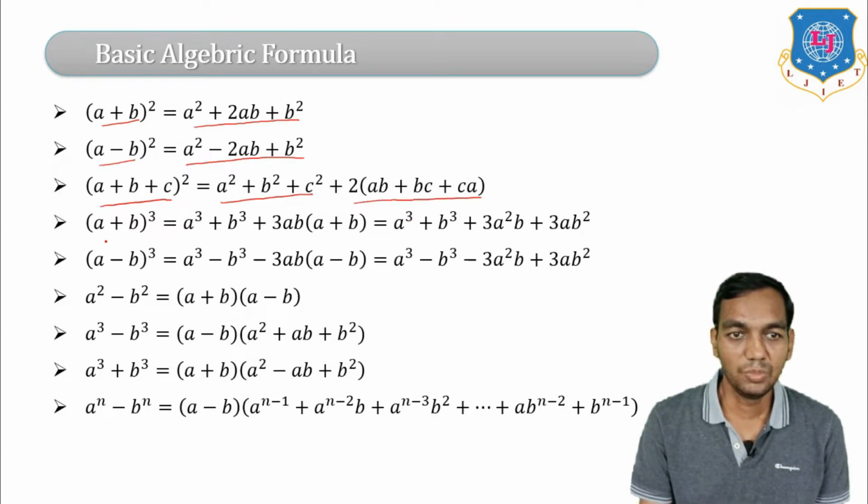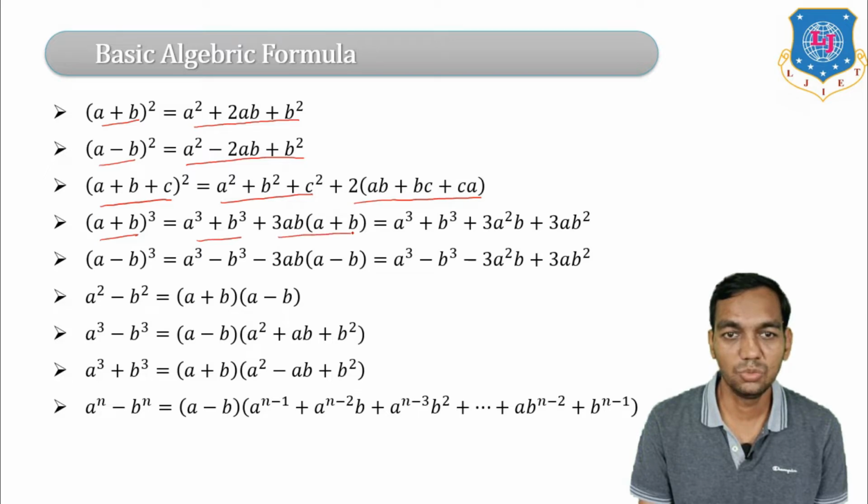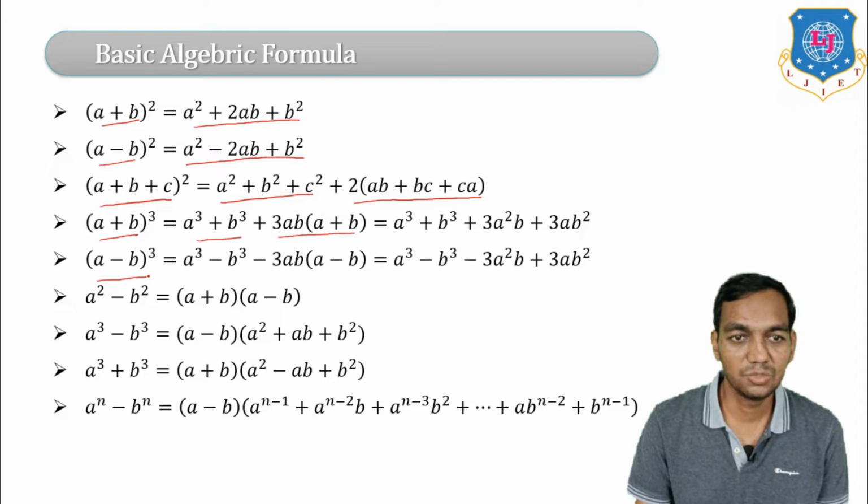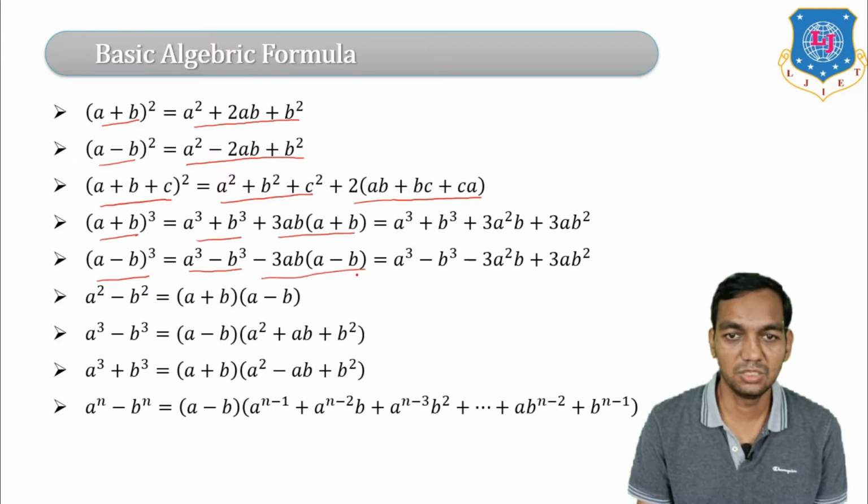Okay. In the same manner if you have (a+b)³, then this will be a³ + b³ + 3ab(a+b). Or instead of this, you can replace it with 3a²b + 3ab². In the same manner if you have (a−b)³, then it will be a³ − b³ − 3ab(a−b). Or if you are going to expand this, then it will be a³ − 3a²b + 3ab² − b³. Correct?